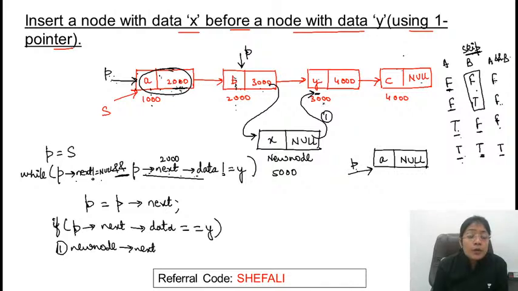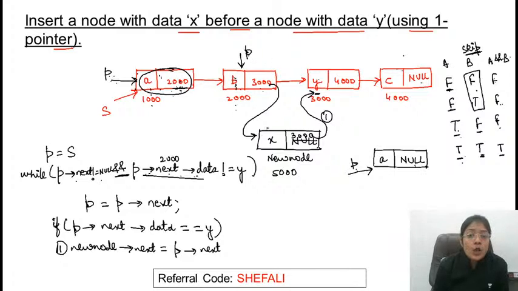Where do you get the 3000 address? That is available in P of next. New node of next is getting the value from P of next. What is available in P of next? That is 3000. So this will be updated with 3000. So this pointer is adjusted.